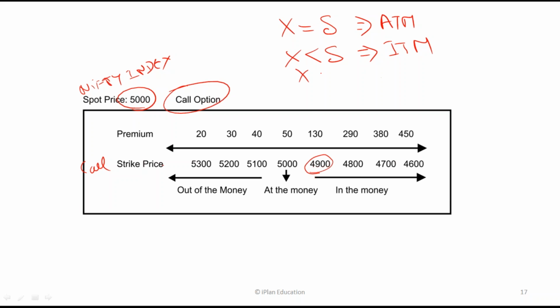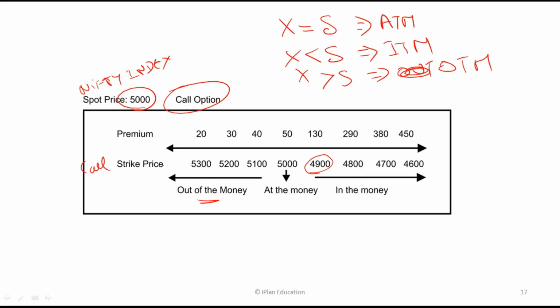And if you're buying and the strike price is greater than the spot price, then it is an out of the money contract. So we call it OTM, out of the money contract. So if the market price is 5,000 and you're buying at 5,300, this is out of the money. Now why would anybody buy costly?